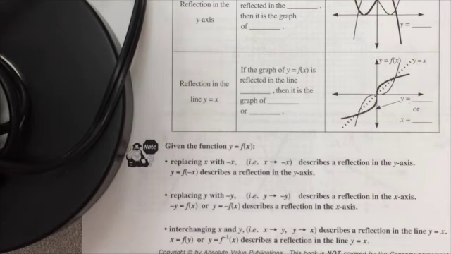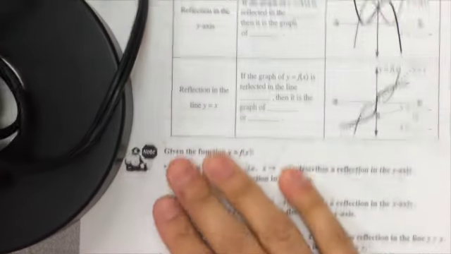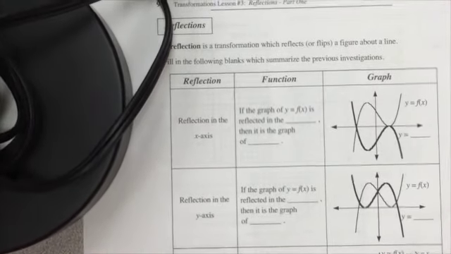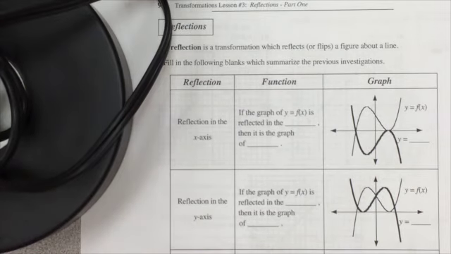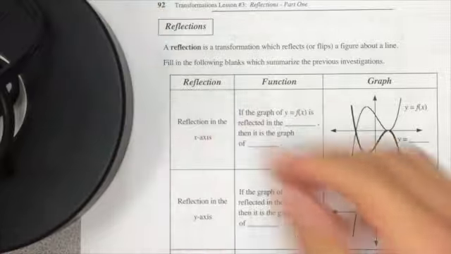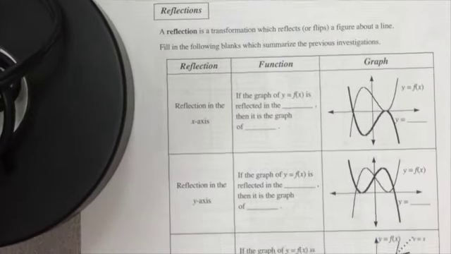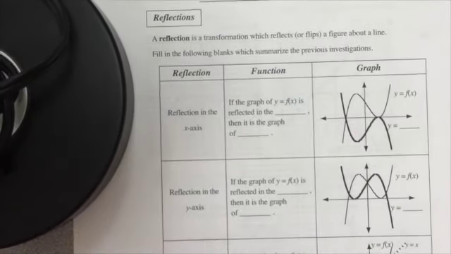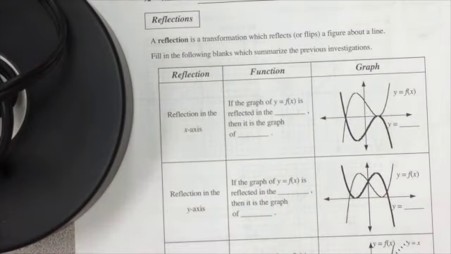Okay, so let's talk about what reflections are. A reflection is a transformation which reflects or flips a figure over a line or over an axis of symmetry. Fill in the blanks which summarize the previous investigations. Alright, so let's think about what we just did.